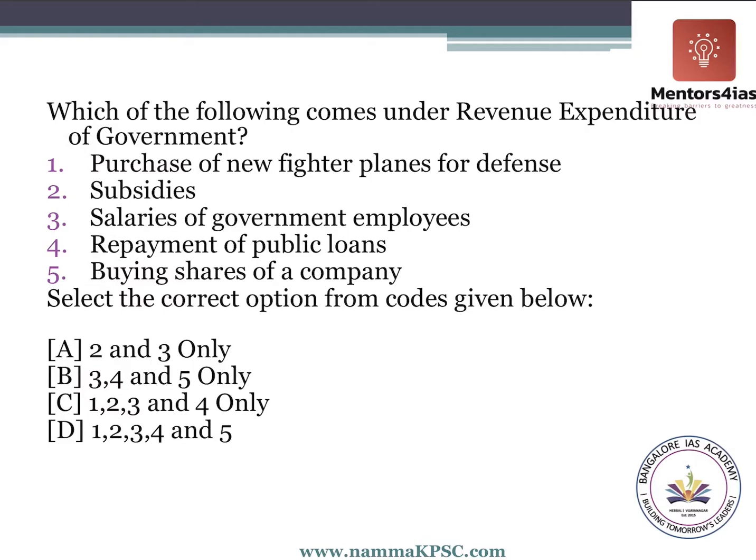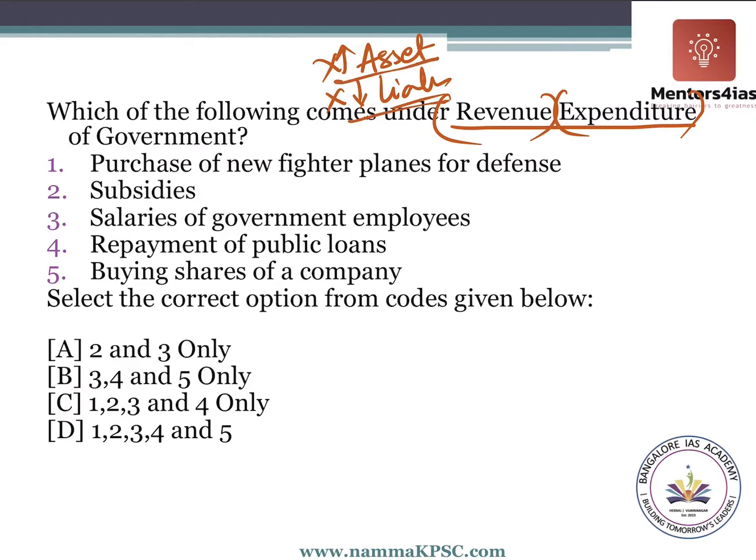So which of the following comes under revenue expenditure? Expenditure is anything that the government spends. What is revenue? I told you revenue is something which does not increase the assets, or it should not reduce the liability of the government. Government spending this money does not create any asset or reduce the liability. So let's see what it is. Purchase of new fighter plane. Purchasing a fighter plane is actually creating an asset which it can sell later on. So this is not revenue expenditure, it is capital expenditure.